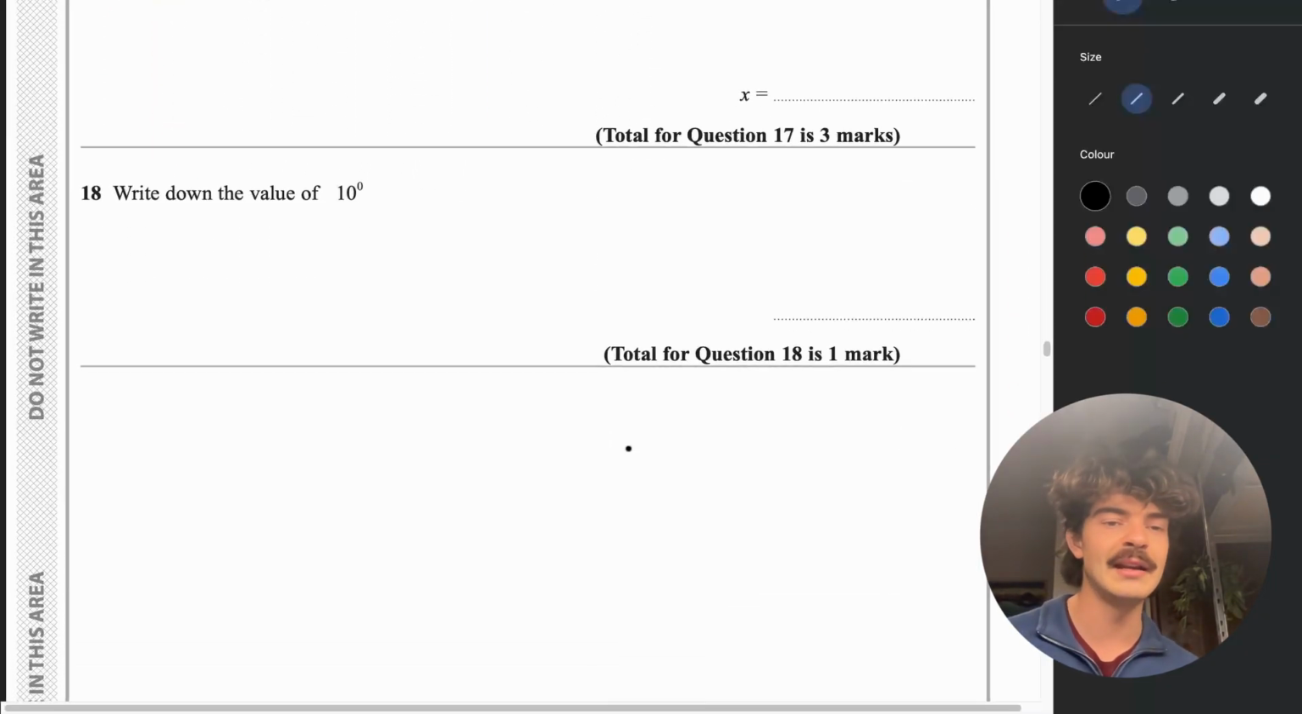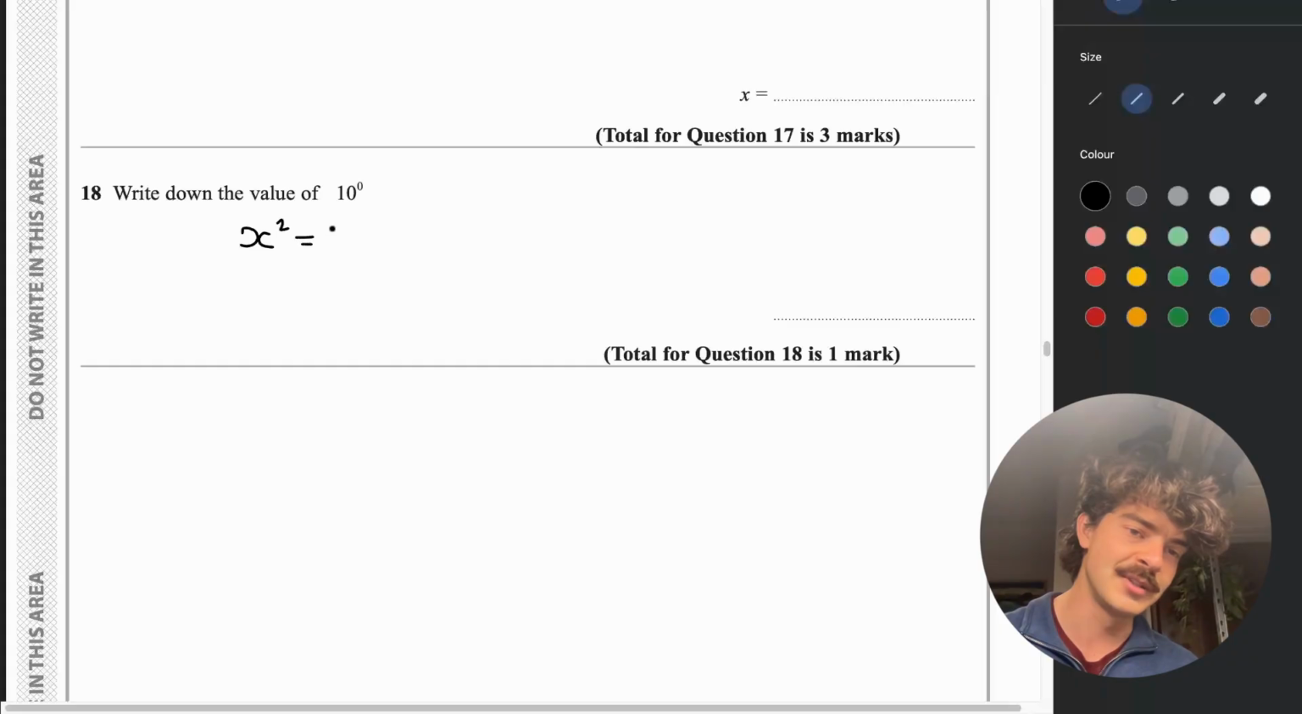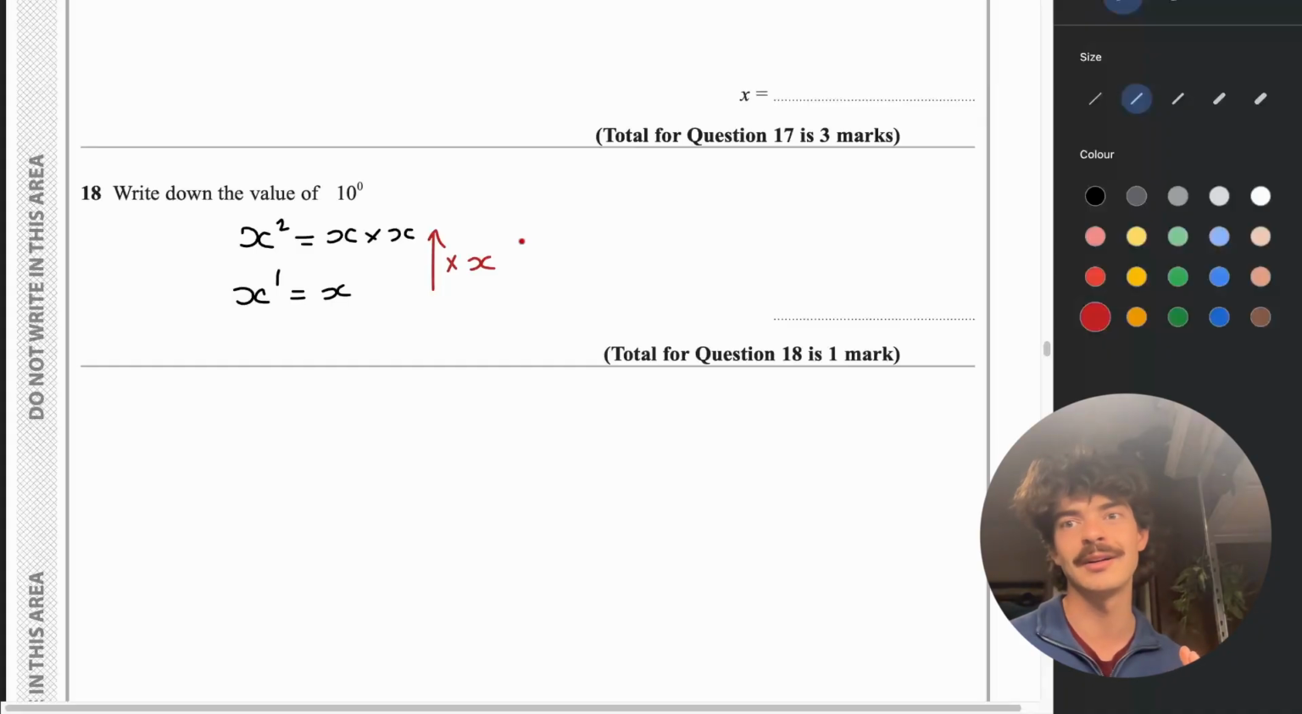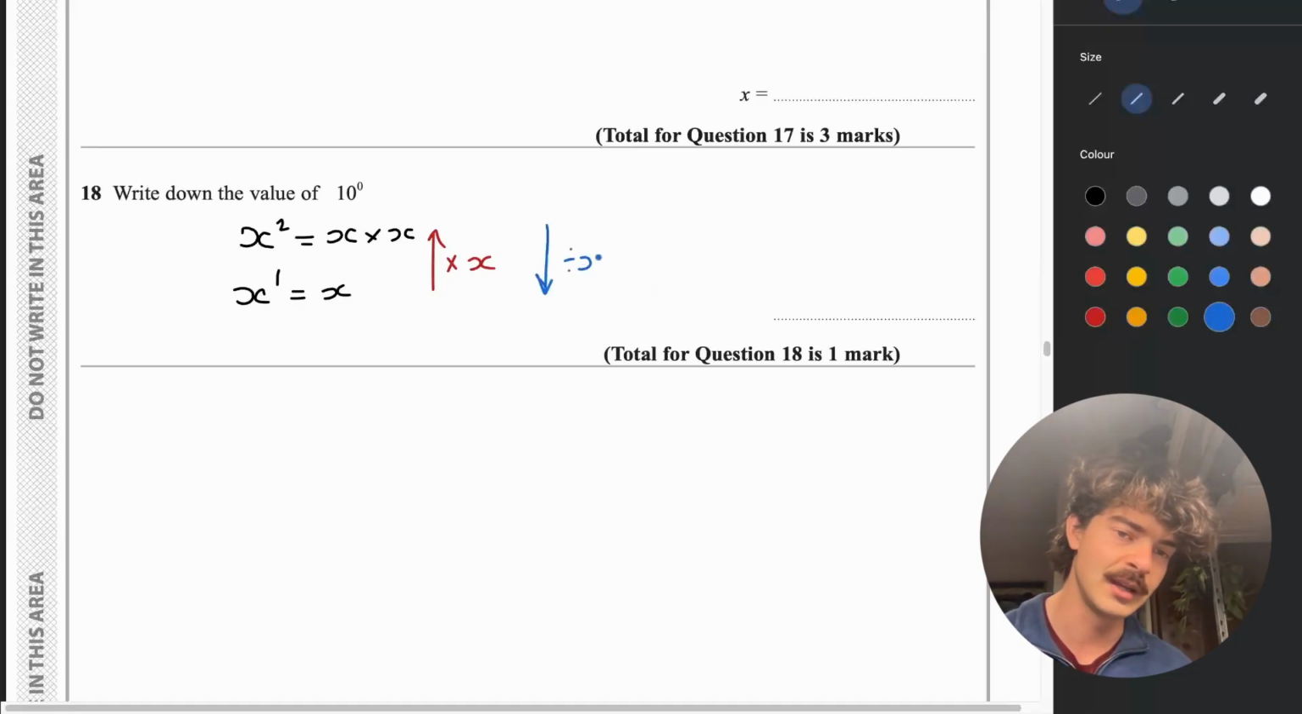Next up, write down the value of 10 to the 0. Now, that's quite an interesting question. So remember that x squared is equal to x times x, and x itself is just equal to x. That means that to move up powers, we multiply by another one of those values. In this case, x, but if you were doing 2 squared, well, that's 2 times 2, right? Rather than just 2 itself, you'd do 2 times another 2. What many people don't realize, though, is that to go the other way, you just divide by an x, or whatever value you're looking at.